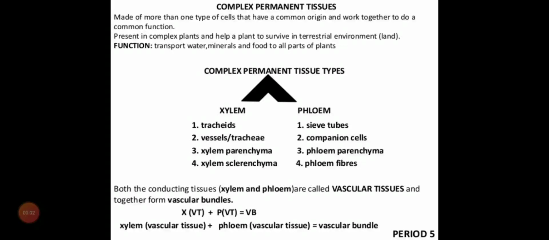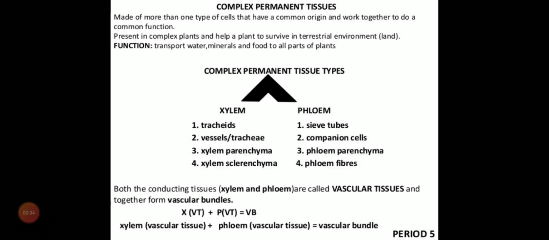Good morning, students. Today we are going to deal with complex permanent tissue, under which come xylem and phloem. We studied yesterday about blood, the connective tissue, and the type of cells present in blood. So we are taking xylem and phloem in detail because they are important from the point of view of the kind of transportation present in plants.